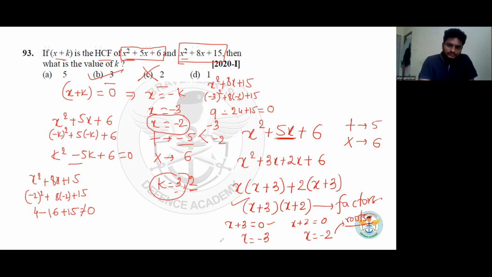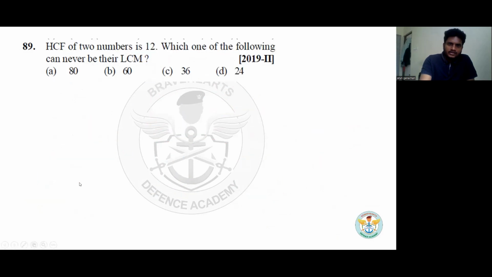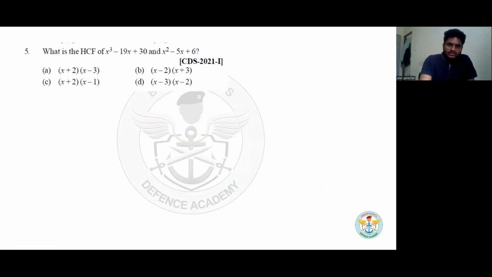Let's move on to the next one. All we are solving is very different kinds of sums. So I hope you are getting it. Last one, I think. Okay, solve this one.